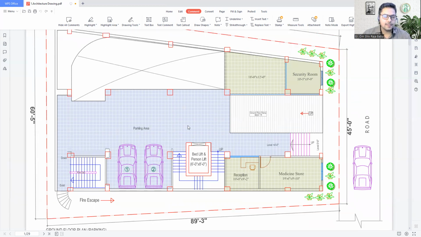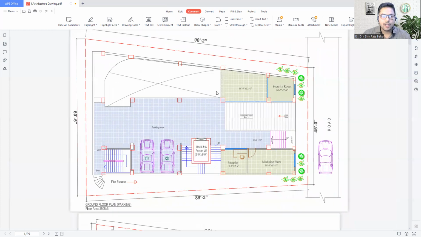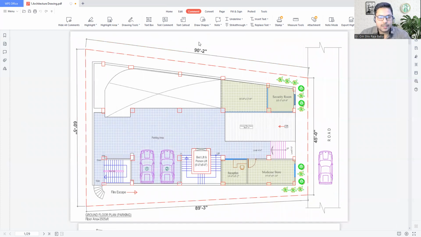So guys, I think you have understood the ground floor plan. I have one more thing to highlight: the dimension of the plot. The dimensions of the plot are 90 feet 2 inches, 60 feet 5 inches, and 89 feet 3 inches. These are all four sides of the plot, and then we can also count the number of columns for this area. So this is 1, 2, 3, 4, 5, 6, 7, 8, 9, 10, 11, 12, 13, 14, 15, 16, 17, 18, 19, 20, 21, 22, 23, 24. All over we have 24 columns over here.